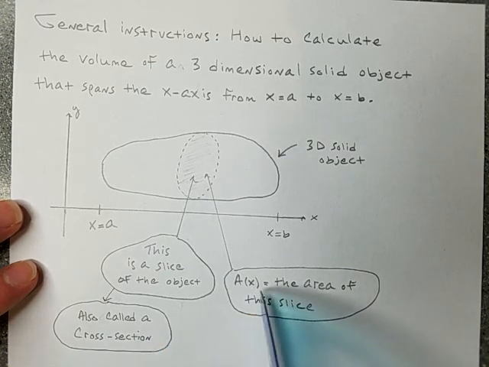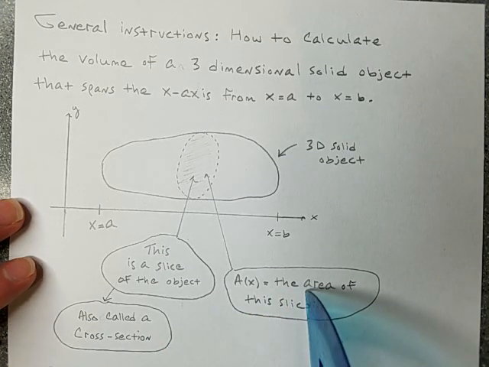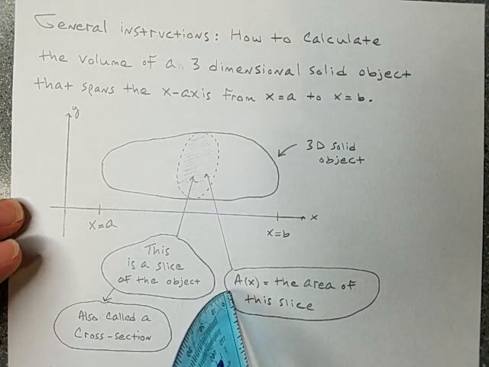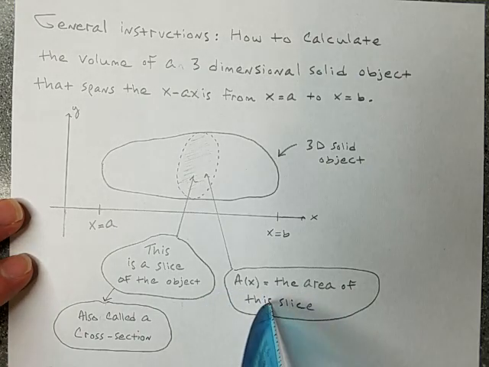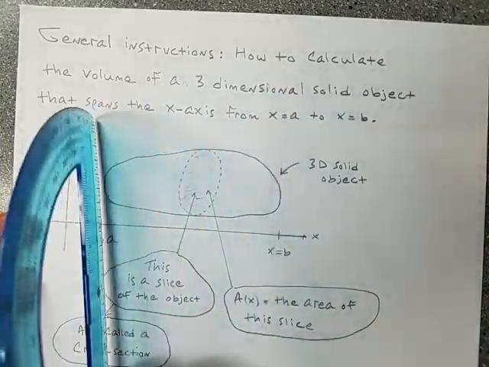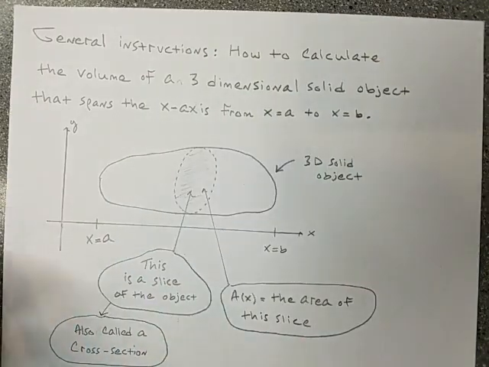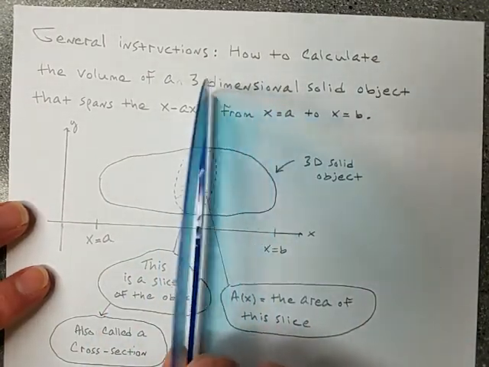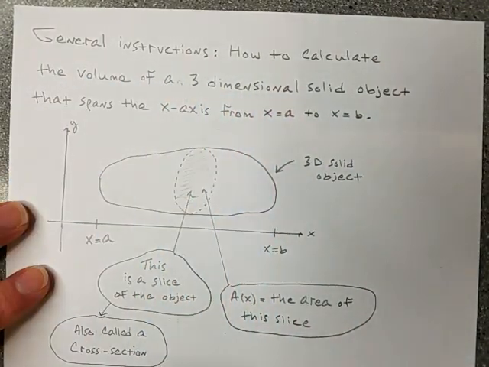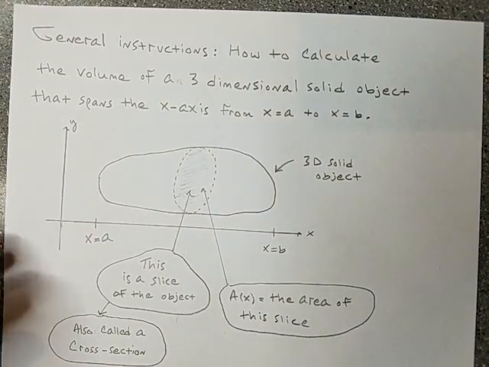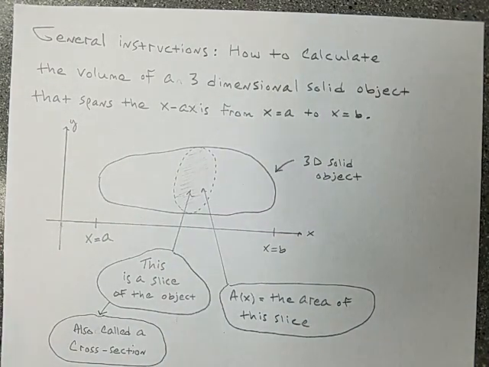And we need to be able to find the function A of x, which is the area of the cross-section. So can you imagine if I had this potato, we're going to imagine that's what it is for now, and I chopped it up into slices. What shape would the slices be? They would all be circles, okay?